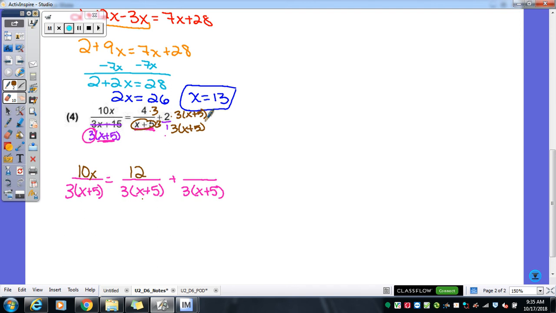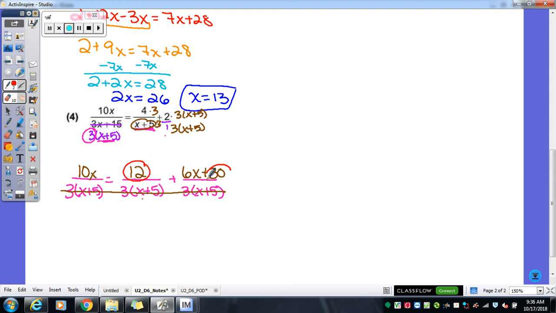So then the 2 times the 3 really gives us a what? 6. And if I distribute my 6, I get 6x plus 30. So 2 times 3 gave us a 6, distributed my 6 there. Now I get to cross out my denominators. I'm going to solve my numerators.